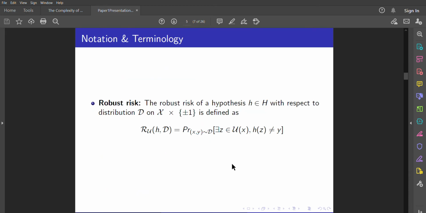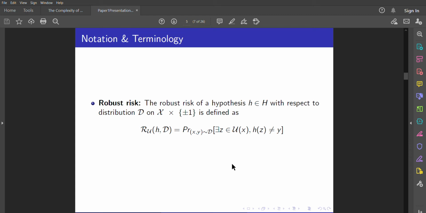Next comes robust risk. So the robust risk of a hypothesis h in hypothesis space H with respect to distribution D on X with labels plus or minus 1 is defined as the probability that there is a z belonging to the set of all perturbations of x, that is U of x, such that h of z is not equal to y, where (x, y) are drawn from distribution D.